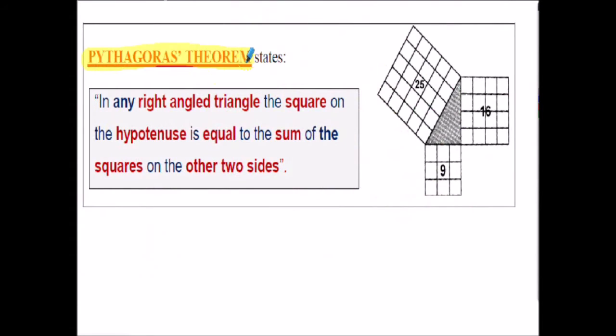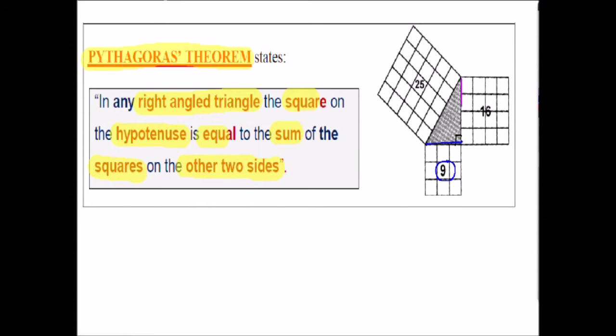Pythagoras' theorem states that in any right-angled triangle, the square of the hypotenuse is equal to the sum of the squares of the other two sides. So considering the right-angled triangle shown here on the right-hand side, this side here has a length of 3 units. So if we square 3, we get the value of 9. 3 squared is 9.